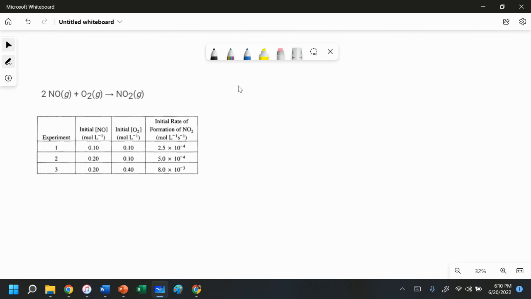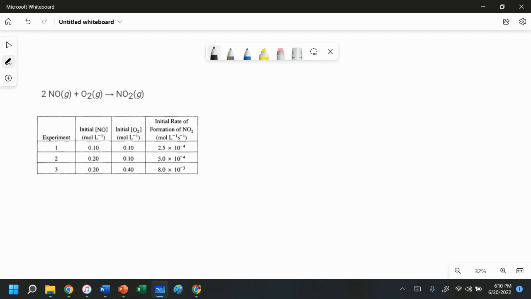So this method of solving a problem is called the method of initial rates. What the method of initial rates entails is doing various experiments with different concentrations of your substances in the reaction and measuring the initial rate of formation. In other words, how quickly is the product produced? What's the rate of the product's production?